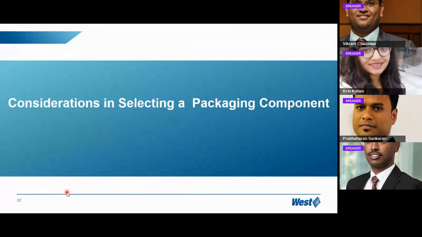So, considerations in selecting packaging components. Till now, what we have seen is what all the ingredients are generally present in your rubber stoppers, how they are manufactured, and how we are going to check them. So now, what are the considerations in selecting packaging components?